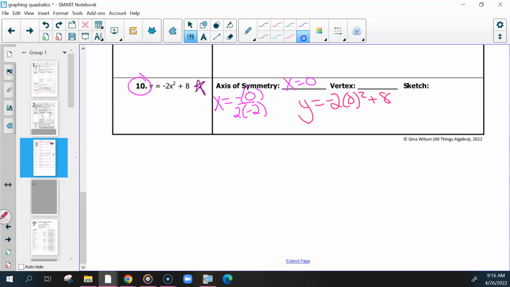8. So our vertex is 0, 8. Would this face up or down? Down because it's negative. Move on to the next page.